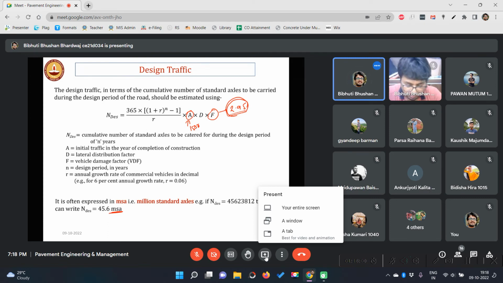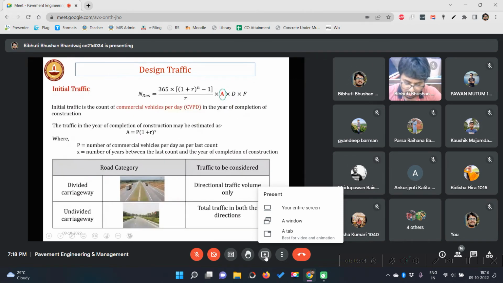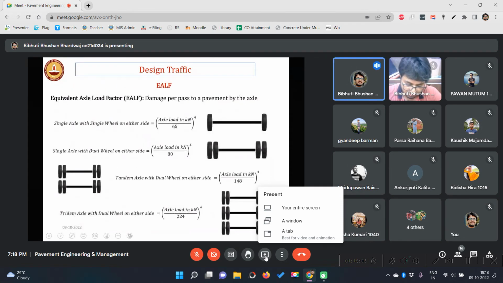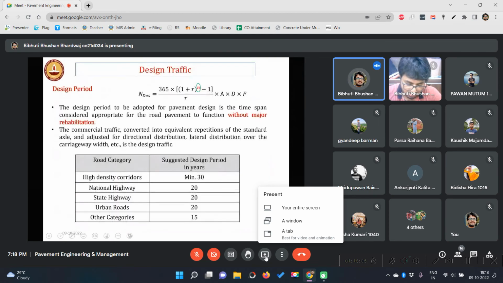Understood? Yes. Okay. So we can compute, right? Now we have discussed A, we have discussed D, we have discussed F. So let's discuss this N. So N is basically for how many years you are going to design.